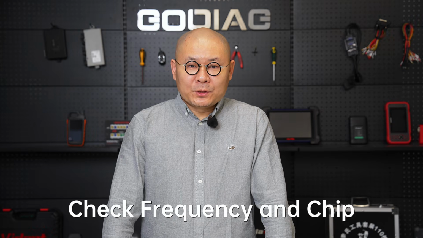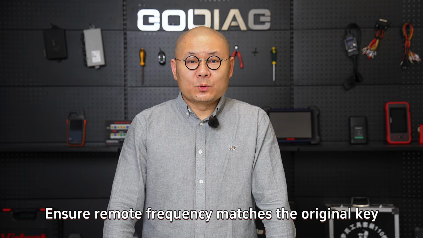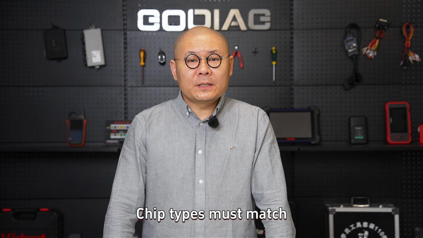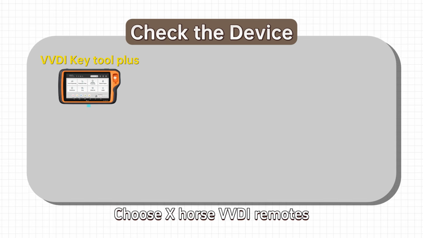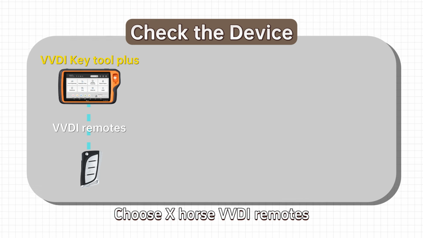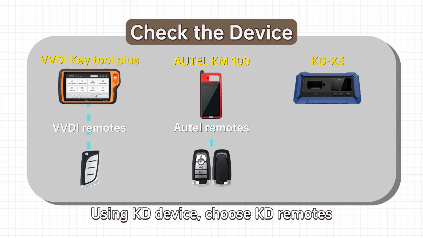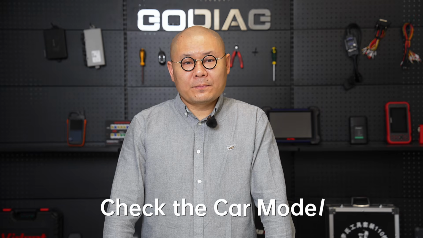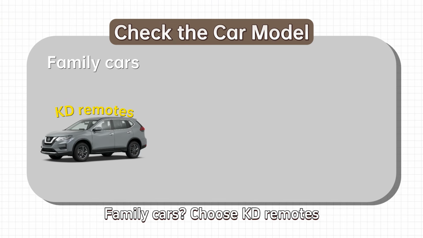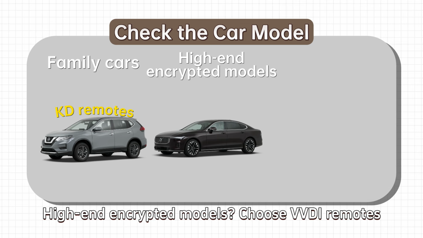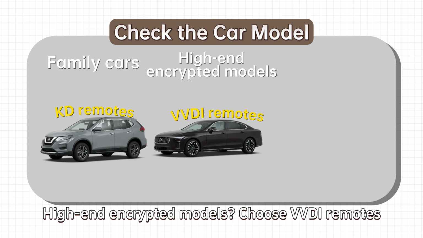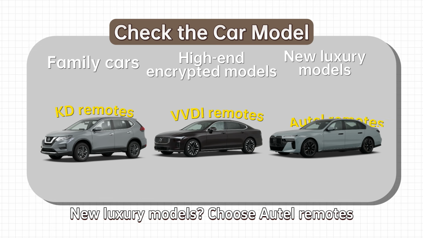Check frequency and chip. Ensure remote frequency matches the original key. Chip types must match. Check the device. Using VVDI device, choose Xhorse VVDI remotes. Using Autel device, choose Autel remotes. Using KD device, choose KD remotes. Check the car model. Family cars, choose KD remotes. High-end encrypted models, choose VVDI remotes. New luxury models, choose Autel remotes.